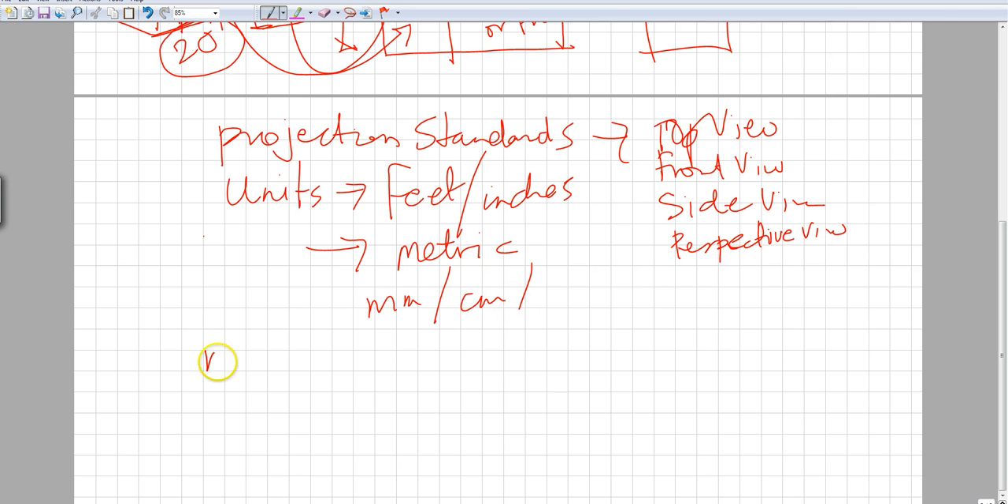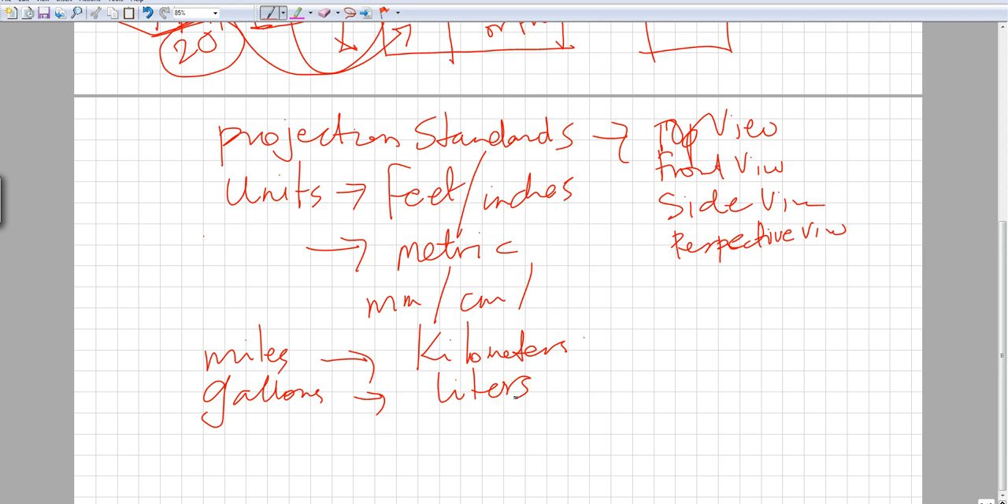Then we have miles, and the rest of the world has kilometers. We have gallons, and the rest of the world has what? Liters. So these are some of the different standards used throughout the world, and it's important to understand what these standards are and what standards are used in what parts of the world, so we can easily understand the drawing, and understand the language they are talking in.